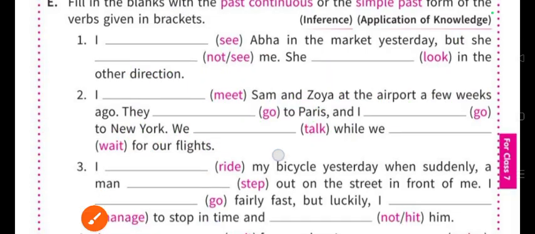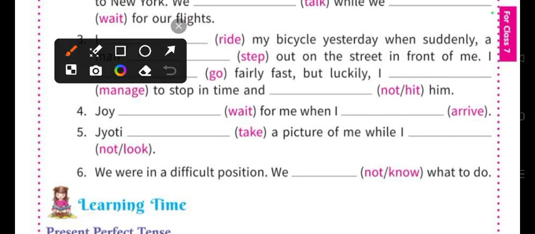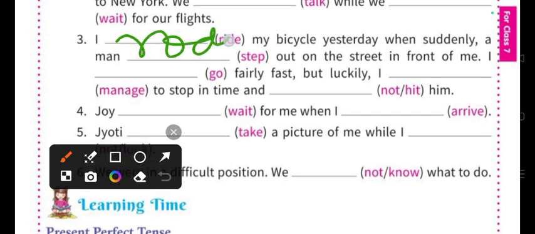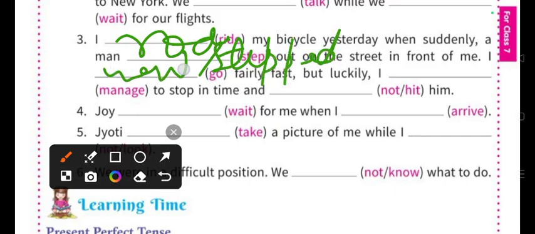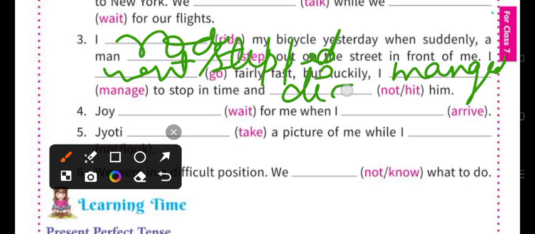Next one, the third is: I was riding my bicycle when suddenly a man stepped out into the street in front of me. I was going fairly fast, but luckily I managed to stop in time. I did not hit him.